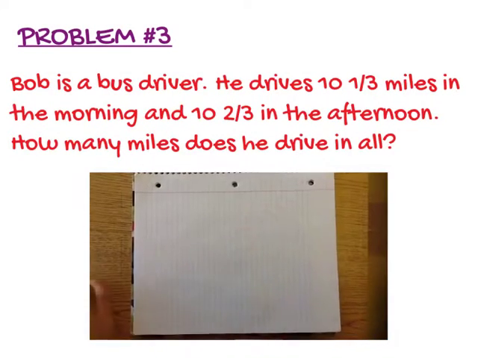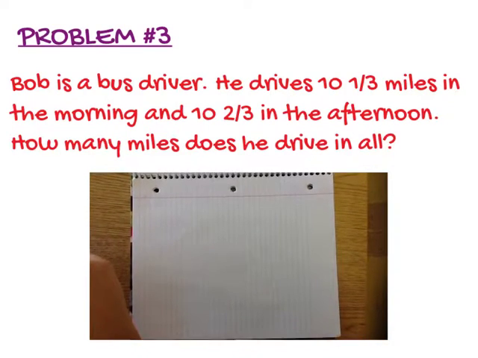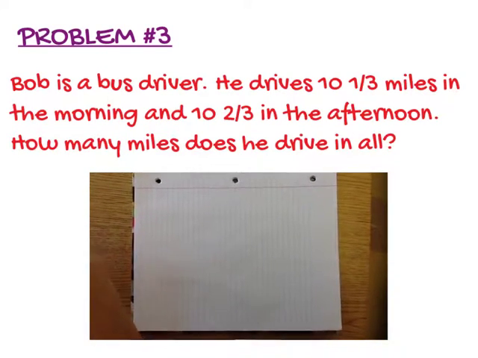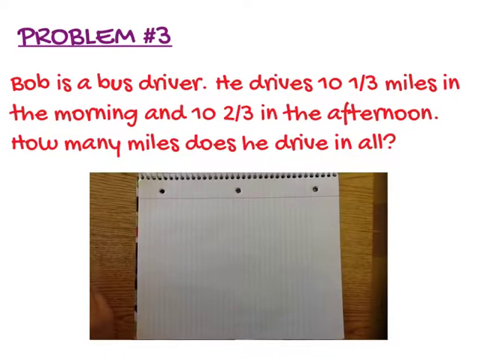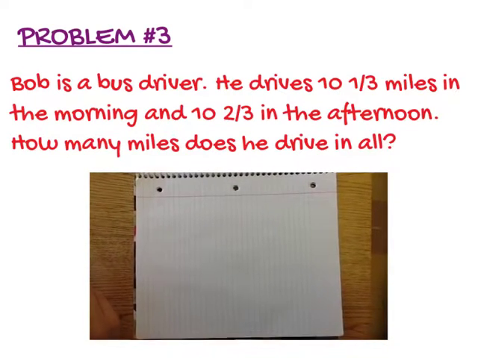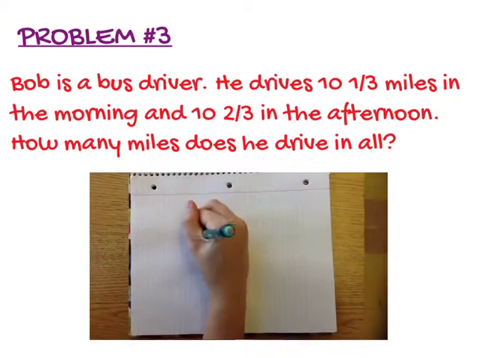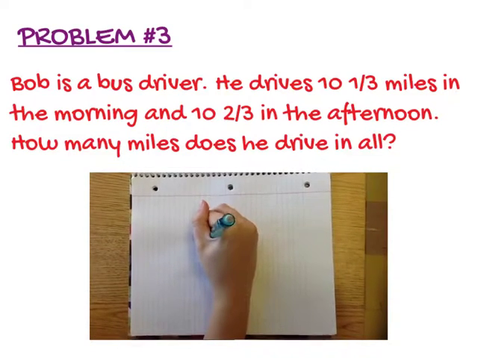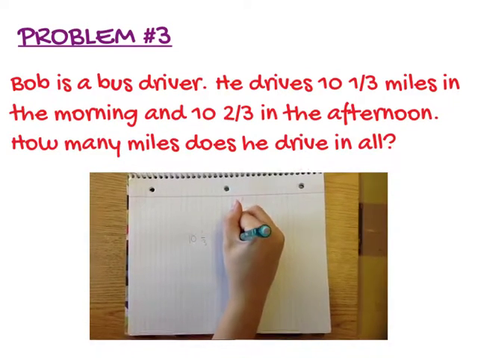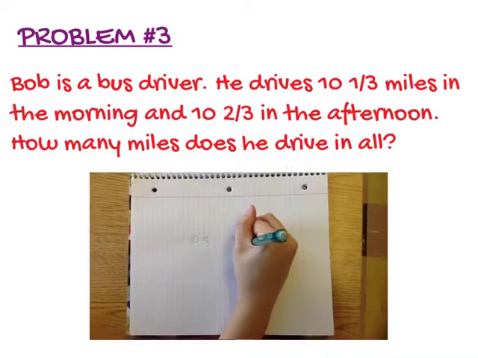The first two problems, our first step is to set it up. Bob drives 10 1/3 miles in the morning and 10 2/3 miles in the afternoon. How many miles does he drive in all? So you set up your problem, and your clue is in all, which means it's addition.